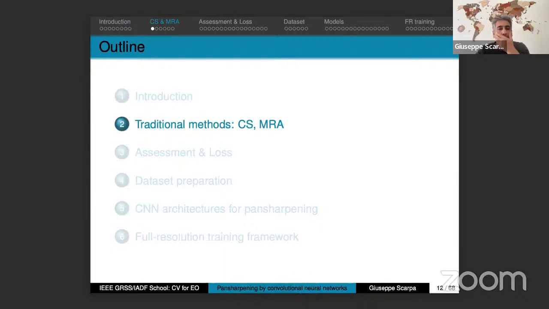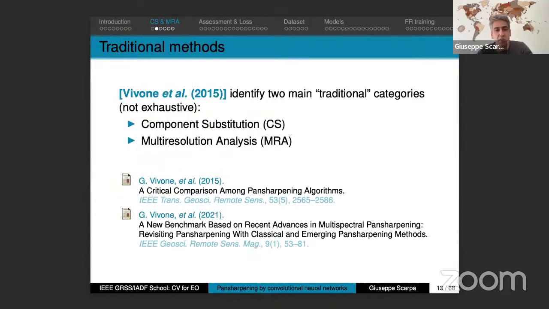Okay, let's move to give a very quick look at some traditional approaches for pansharpening. In particular, we recall two popular paradigms, the component substitution and the multi-resolution analysis. These two categories of methods have been deeply analyzed and discussed in the critical review on pansharpening by Vivone and colleagues in 2015. So for more details, the interested students can have a look at this paper or at its upgraded version recently published in 2021, which includes also variational solutions and convolutional neural network-based solutions. Here, we just recall the basic principles underlying the two classical methods that I've mentioned.